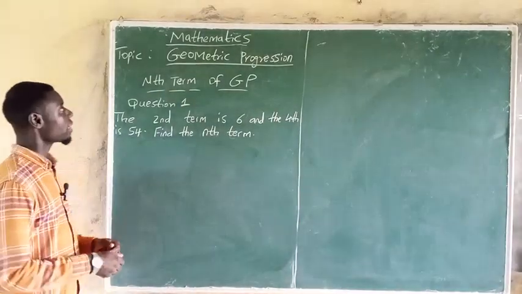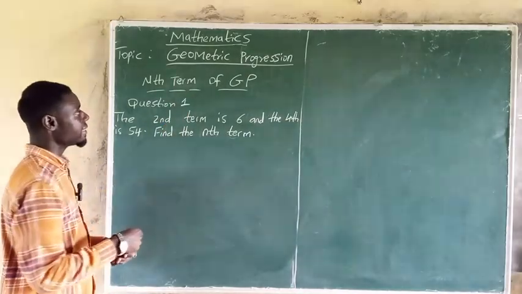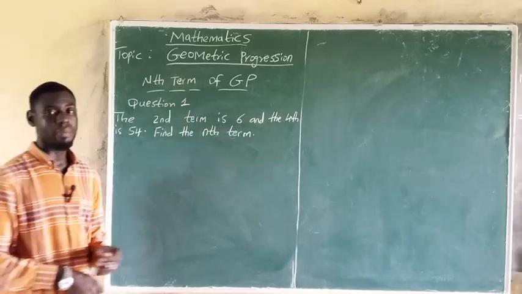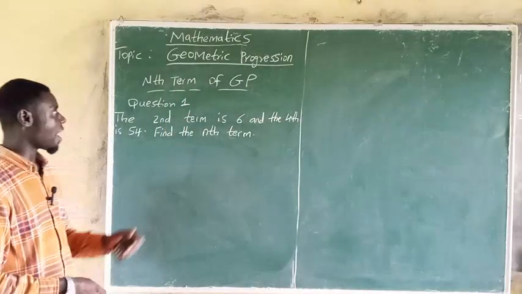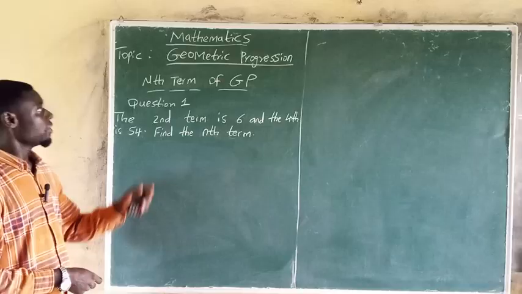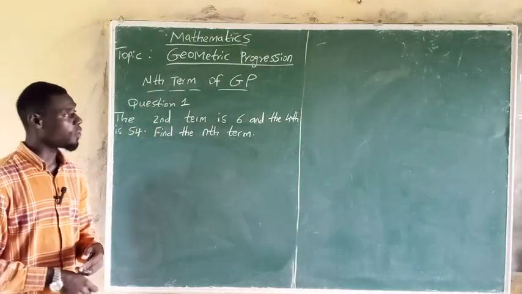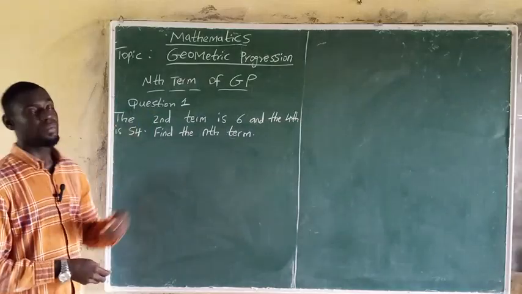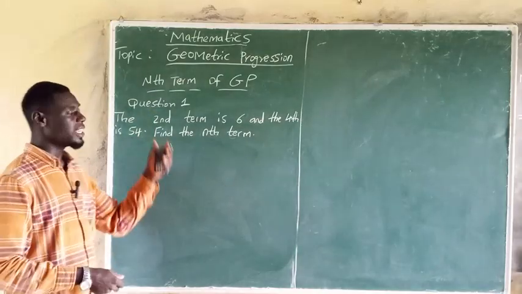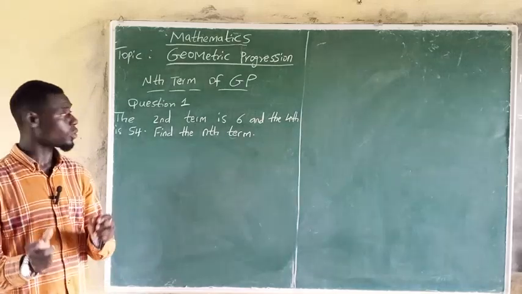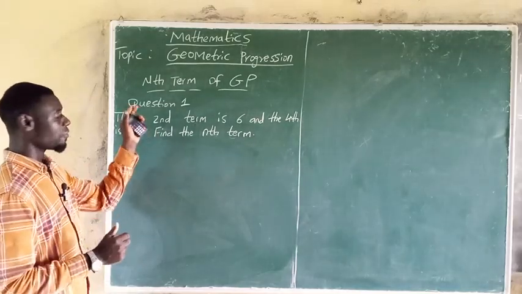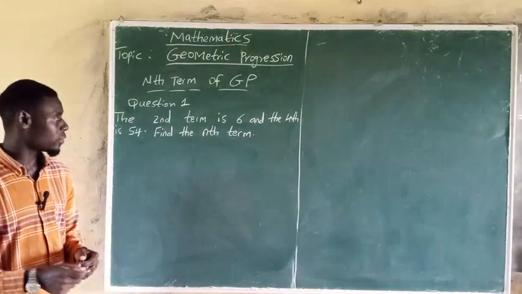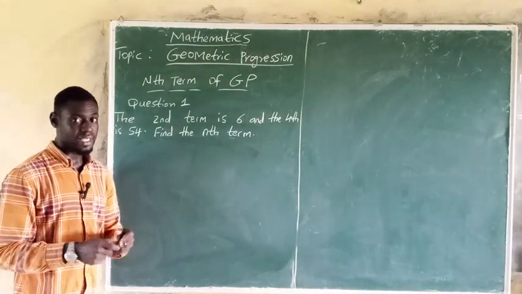Now, today we are going to be talking about the nth term of a GP, the nth term of a geometric progression, and the topic is geometric progression. In my previous video, I talked about how to find the common ratio of a GP and also the definition and explanation of geometric progression. In my previous video we solved some examples on how to find the nth term, but this particular question is a critical question from WAEC, so I decided to make it easy for us all.